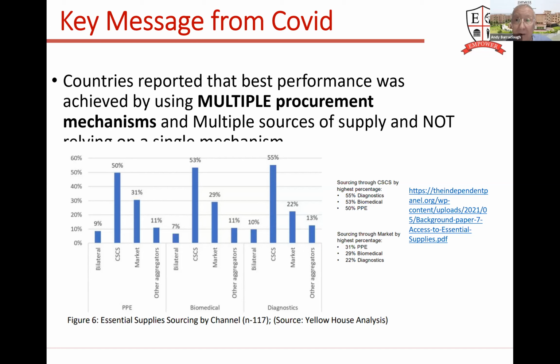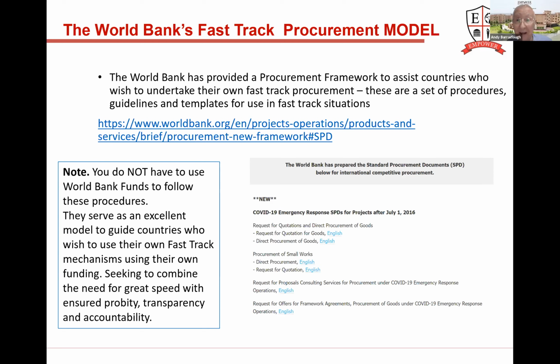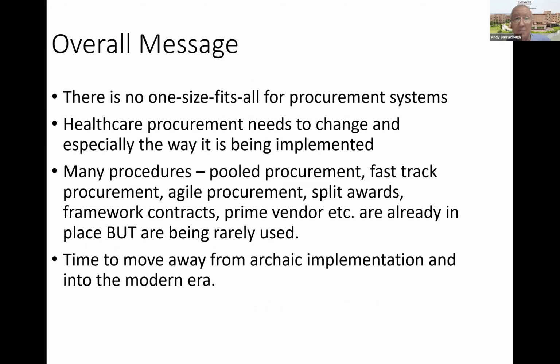And the World Bank has gone so far as to publish its fast-track procurement system, originally for COVID, now well established for all pharmaceutical products. You don't have to have World Bank money to be able to use the World Bank fast-track system. So what's my overall message? There's no one size fits all.